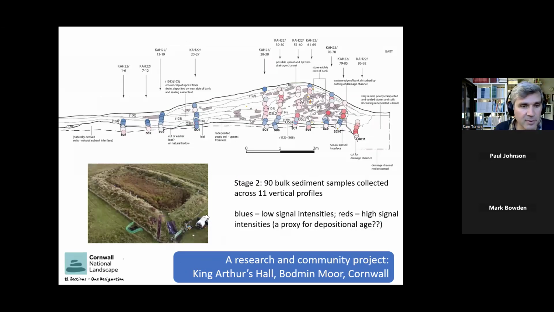Here's a second example. This is King Arthur's Hall down on Bodmin Moor. You can see it's this weird kind of rectangular-ish earthwork. And this was sampled as part of a community project with the Cornwall National Landscape and local community groups. These are the field profiling samples. We did this at high resolution. And you can see here we've got red, old, on top of blue, young. Okay, so that should tell us something.